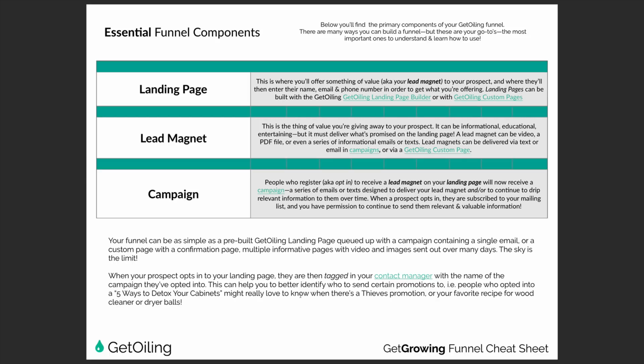Another thing: when your prospect opts in, they're tagged in your contact manager with the name of the campaign that they've opted into. So when people sign up or opt in on a landing page, they're now tagged with whatever you have applied to that landing page. Let's just say, for example, you created a landing page on 5 ways to detox your cabinets. You can automatically glean from there that those are people who might really like to know when there's a sale on Thieves products.